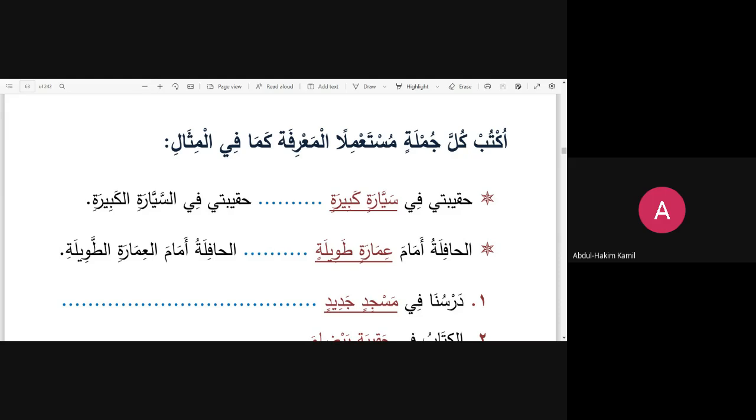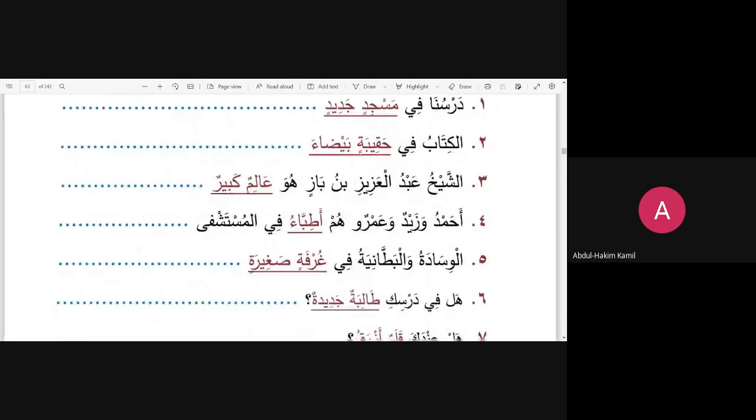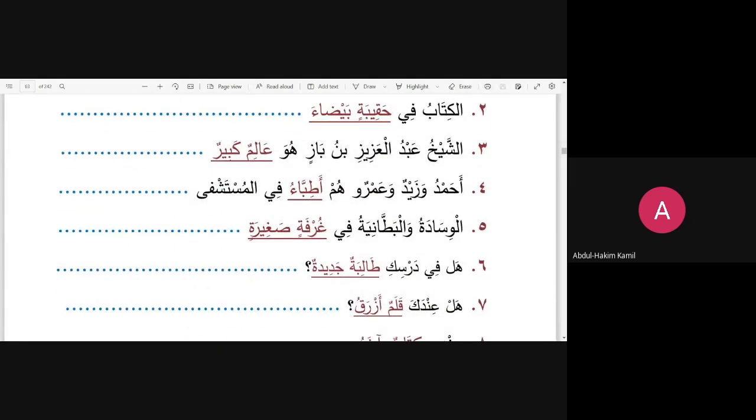طيب عندك يا عبد الصبور. درسنا في مسجد جديد. نعم، درسنا في المسجد الجديد. Our lesson is in a new masjid. Our lesson is in the new masjid. أنت معنا عبد الستار. عندك يا عيسى. الكتاب في حقيبة بيضاء.